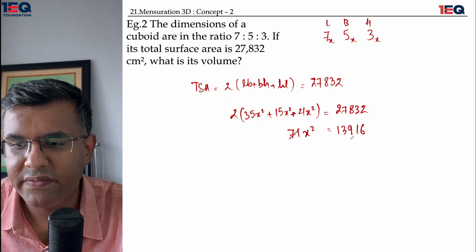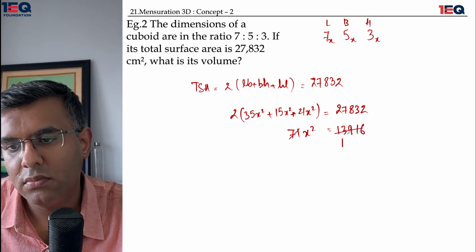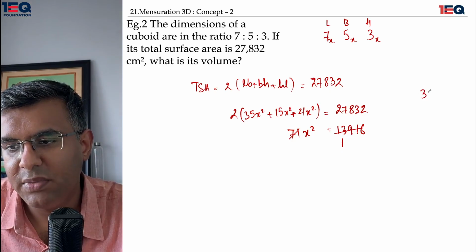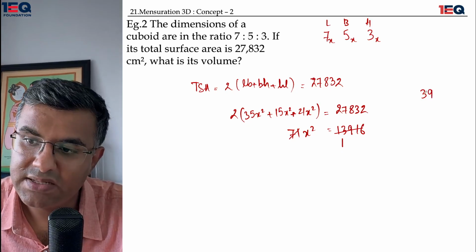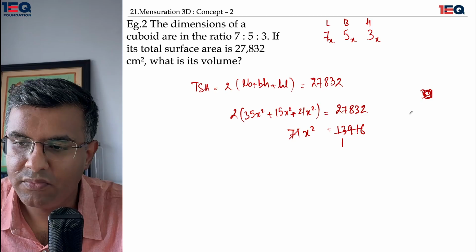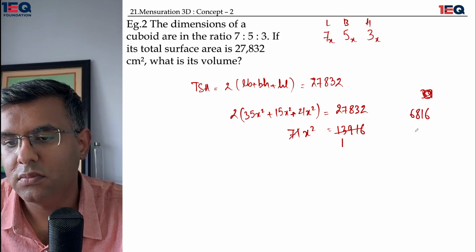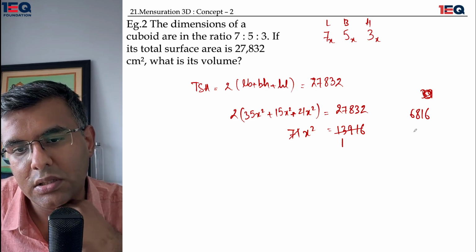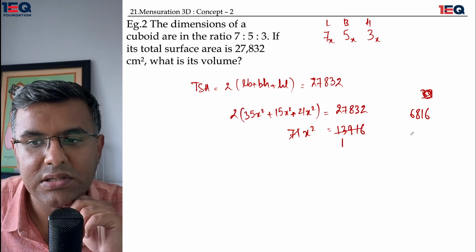I'll directly use a table of 71. 71 ones would go here, and I will be left with 3 less than 71. That would leave me with 68. So 6816. Is it still divisible by 71? Let me see. Yes, this is it. There is no mistake here.